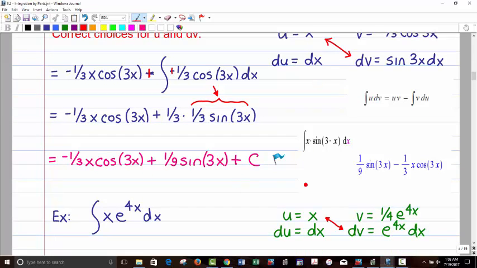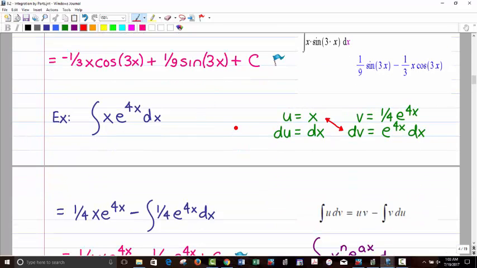And let's see what Maple says. Yep, Maple likes what I have. They're just in reverse order, but that's it. So that's a very nice elementary integration by parts problem.